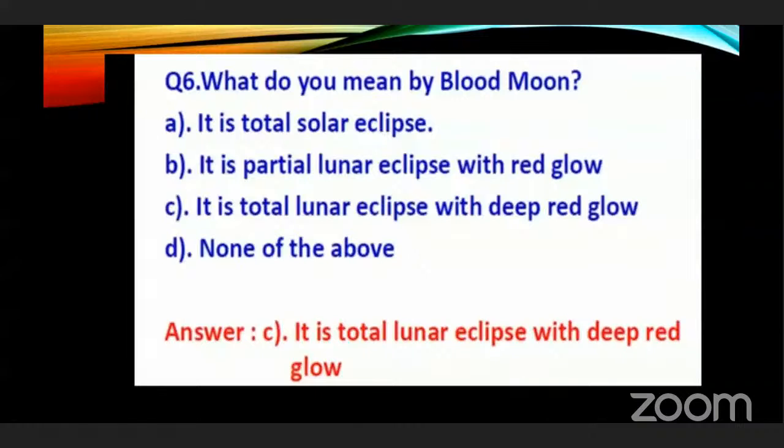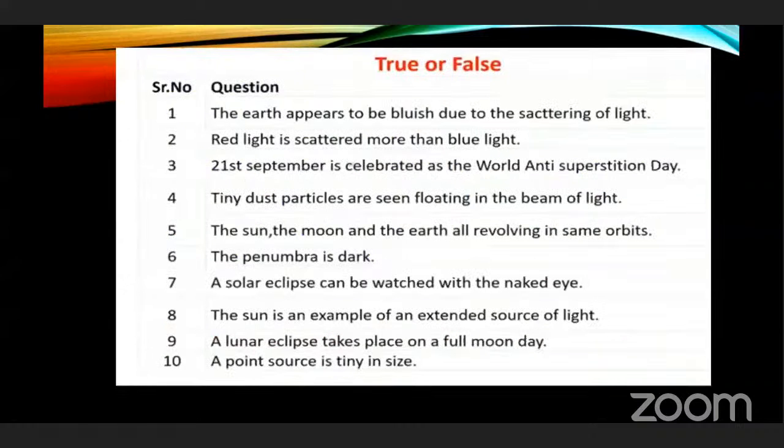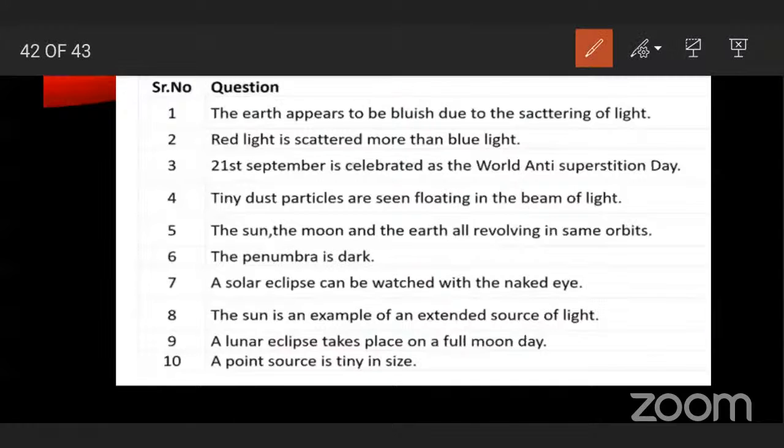Okay. Now see, here are some sentences. You have to tell me whether each is a true or false sentence. And from these sentences, we will do revision of this topic. So, first question is, the earth appears to be bluish due to the scattering of light. Is it true or false?